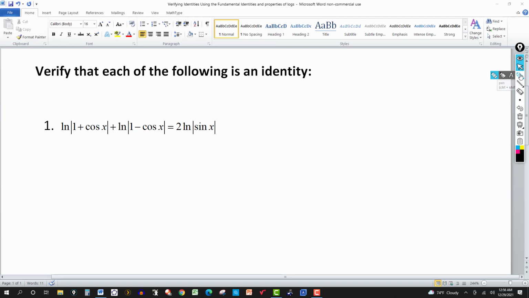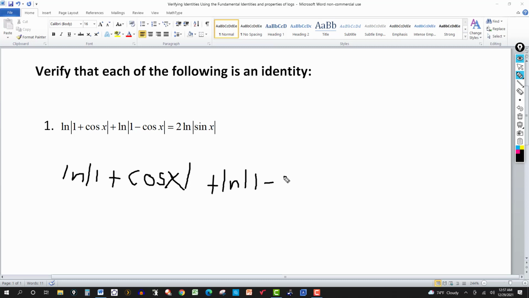So we mentioned last time that in proving identities we normally start with the more complex side and simplify it to get the other side. So in this case, it's pretty straightforward that the left side has more terms, a little bit more complicated than the right side. So I'm going to take the left side, write out the natural log of the absolute value of 1 plus cosine of x, and that'll be plus the natural log of the absolute value of 1 minus cosine of x.